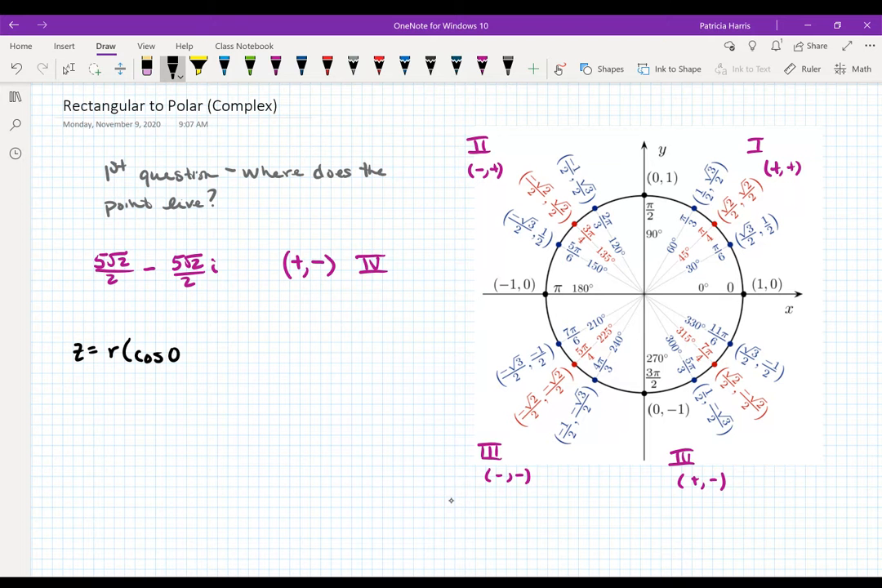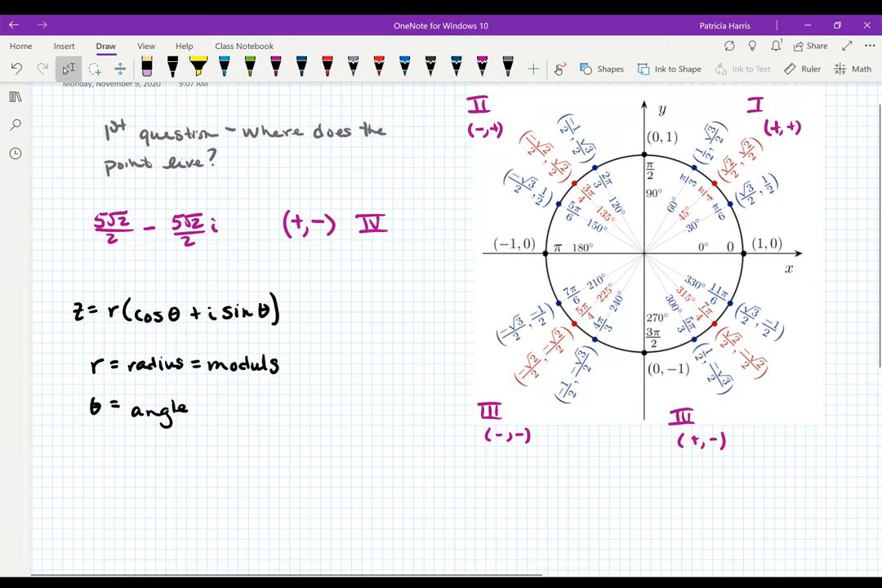the polar form of a complex number is this: r, quantity cosine of theta plus i sine theta. So you need to find two things. You need to find r, which is the radius, and theta, which is the angle. Now radius is the same as the modulus. If you remember the modulus from our distance section, it is basically the distance between the point and the origin (0, 0). We're going to use a modified Pythagoras to do that.